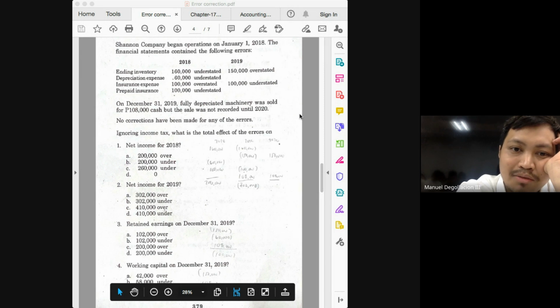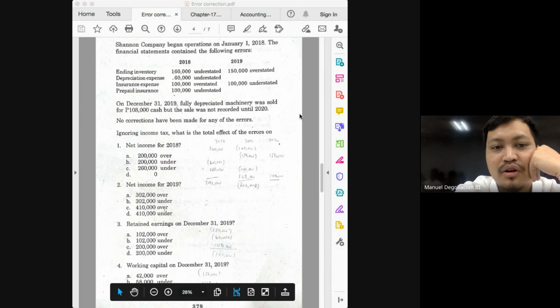But what else could be affected, class? The sale. How does the sale affect our current assets? We already established that machinery is part of your PPE and PPE is not part of your current assets. How could this transaction affect our current assets? It would be the cash. But the problem did not say that our cash is understated. It does not have to be said, class, because you receive cash, correct?